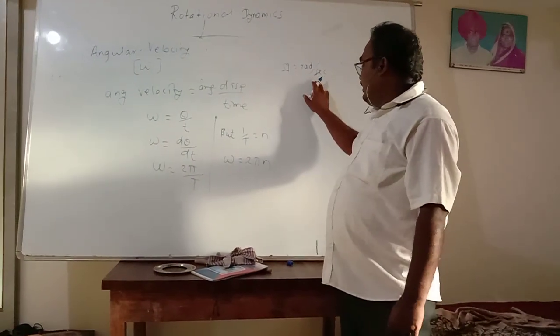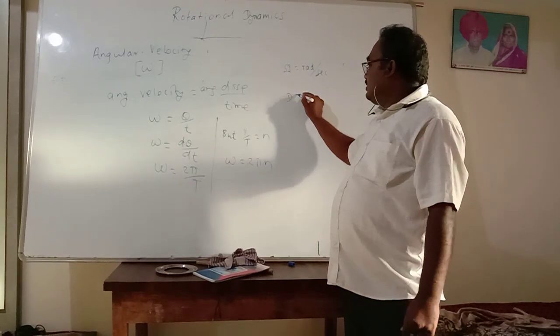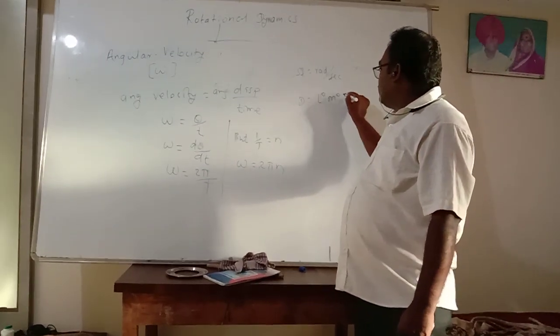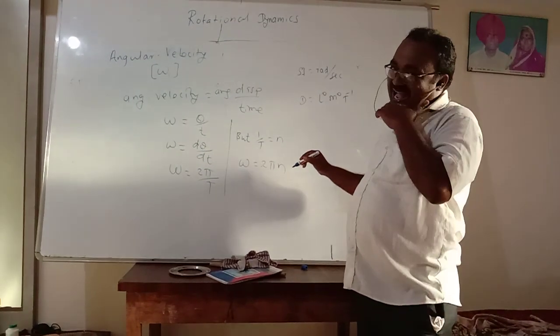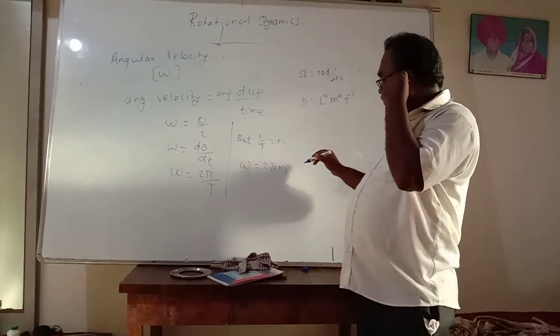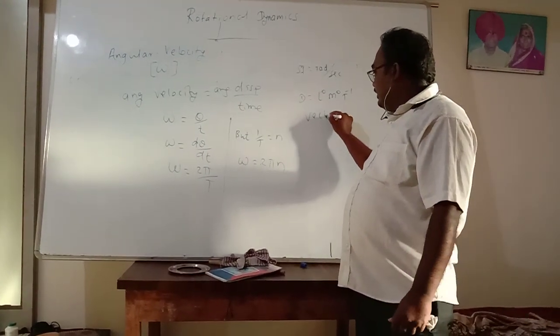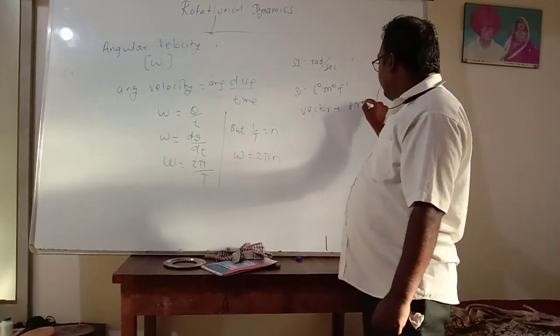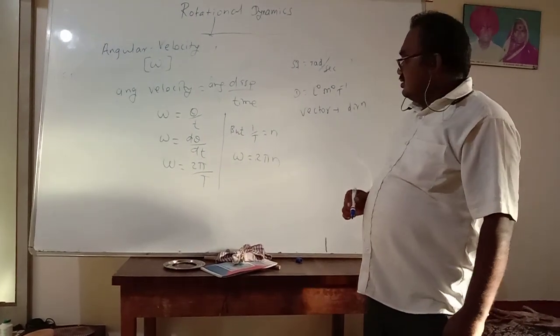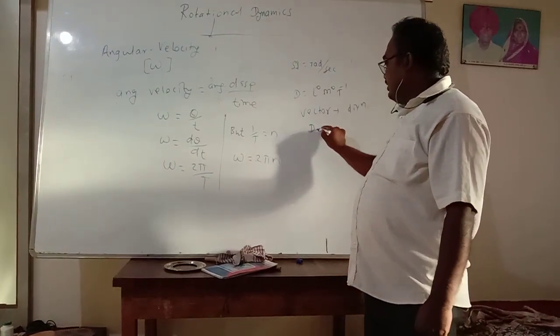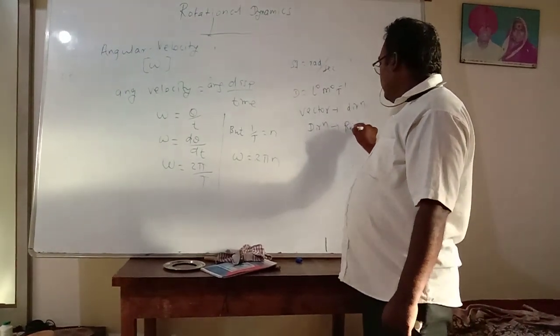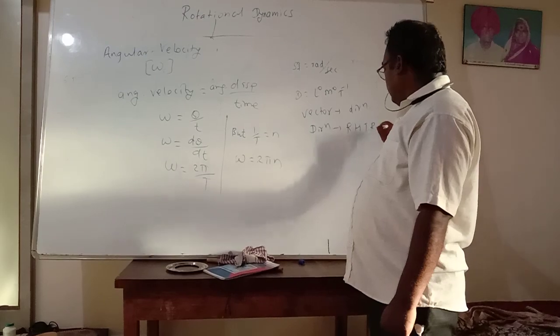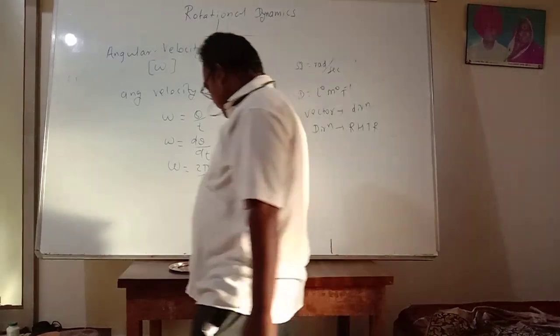Its SI unit is radian per second, and its dimension is L0 M0 T minus 1. This angular velocity is a vector quantity, meaning it has direction. The direction is given by the right hand thumb rule.